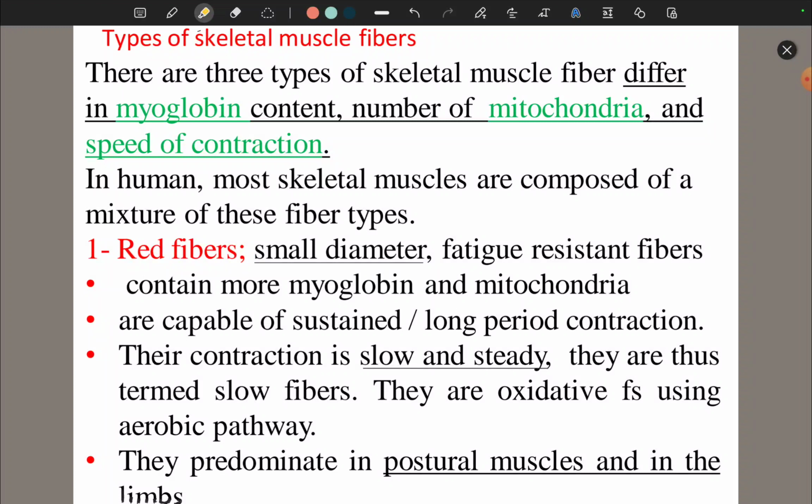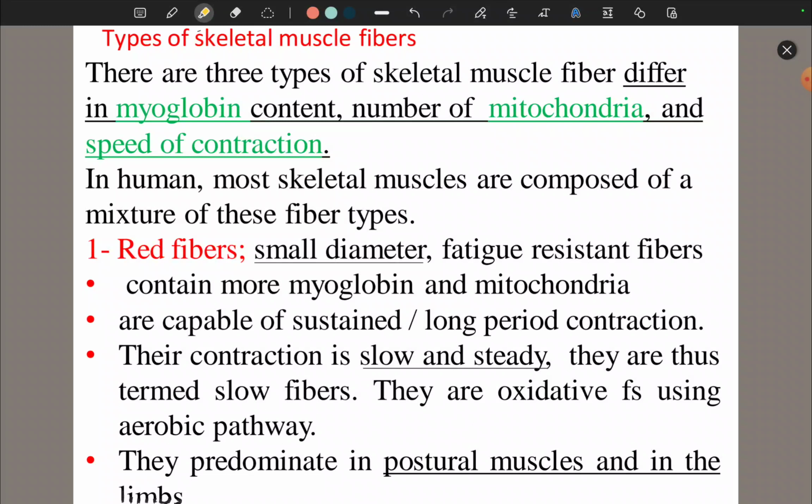Red fibers have a small diameter. They are fatigue resistant and contain more myoglobin and mitochondria, that's why it's called red. Myoglobin is a protein which is red in color, and it binds oxygen, and you know the muscle, especially skeletal and cardiac muscle, needs oxygen more than other types of tissue. So it needs a protein to carry this oxygen.